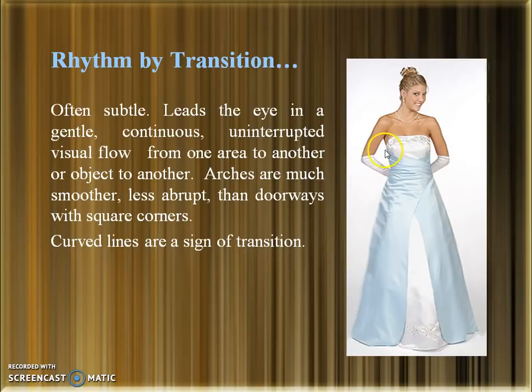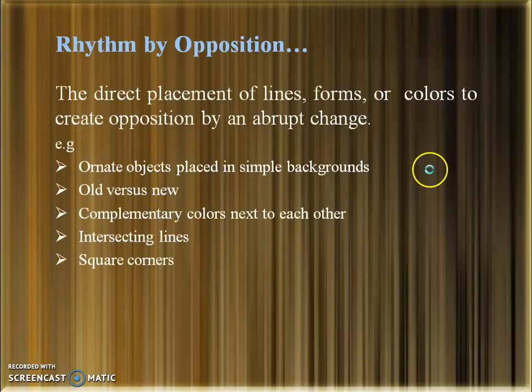In this dress, if we see, the shape of this dress is continuously changing from a rectangular shape, gradually turning into a bell shape. So this is rhythm by transition.